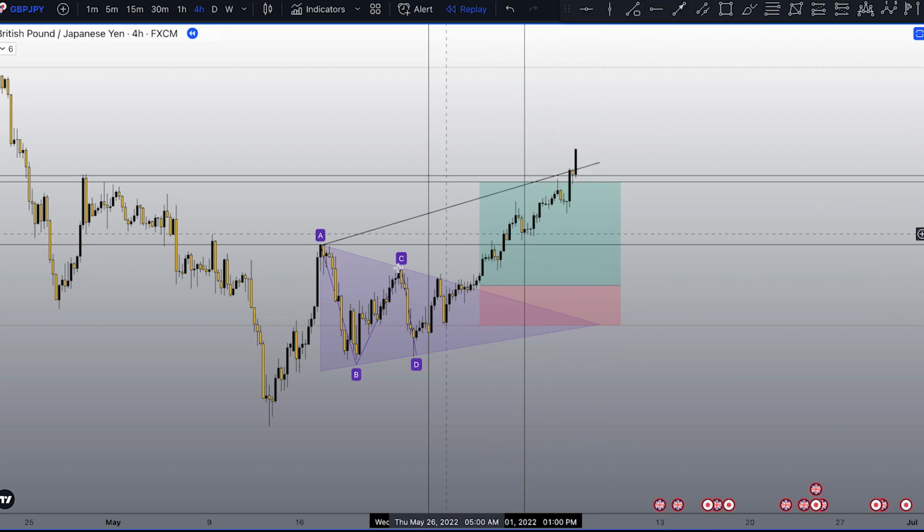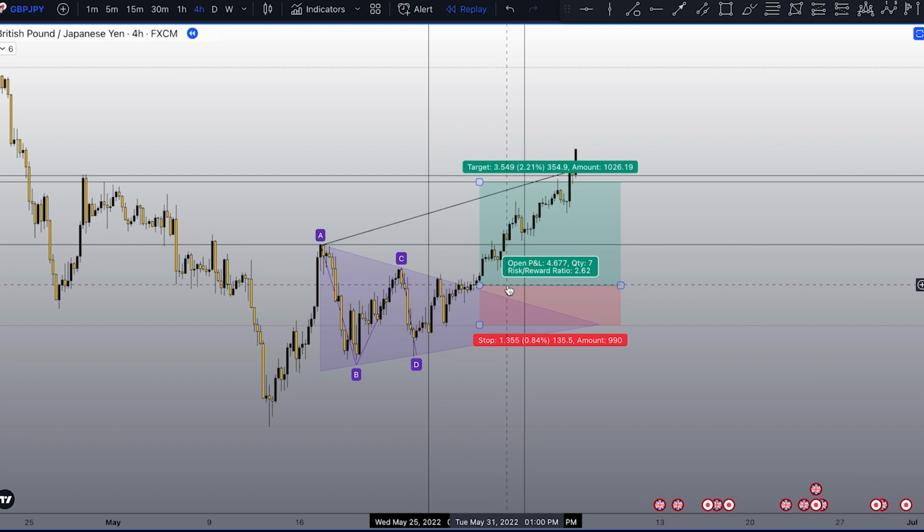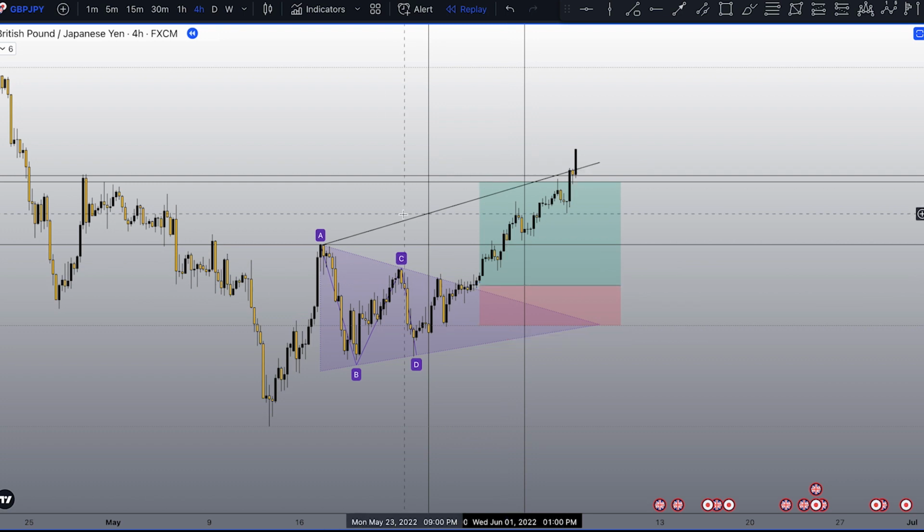What a beautiful setup based on a triangle pattern, based on a parallel trend line, and based on low risk, high reward setup. So guys, that's what we really want to look for. When we see a triangle pattern set up, just to recap the steps. Number one, which direction was it coming from? Number two, do we have 2 points of contact on each side? 2 and 2, 4 points total.